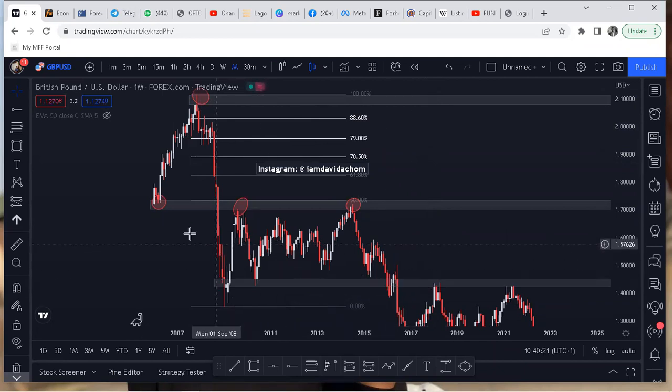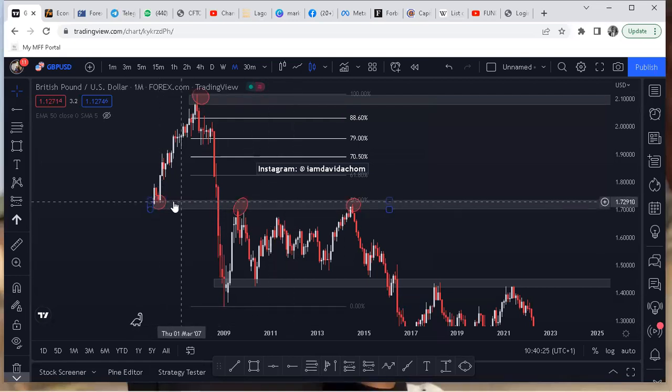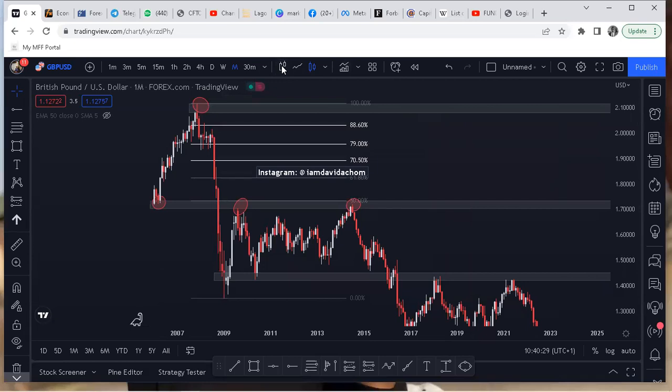So first, if you don't know what a candle is, I believe this should be your first time. I believe this should be your first time, right? But then, what's the word?